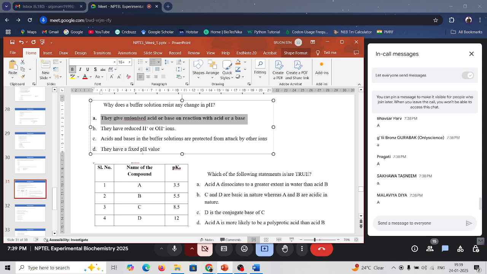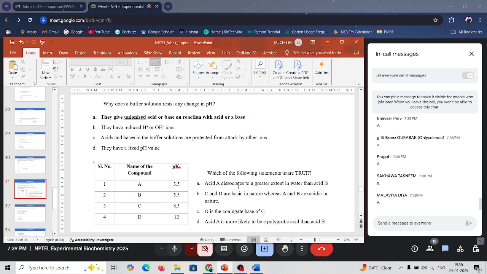They do not have the reduced H plus or OH minus ions. That's absolutely wrong. They do not have a fixed value, and they are not even protected from the other ions. So that's also incorrect. So they have unionized acids or base on reaction with the acid or a base. Simple. Fine. The next question, there are four compounds and the pKa of the four compounds are given.